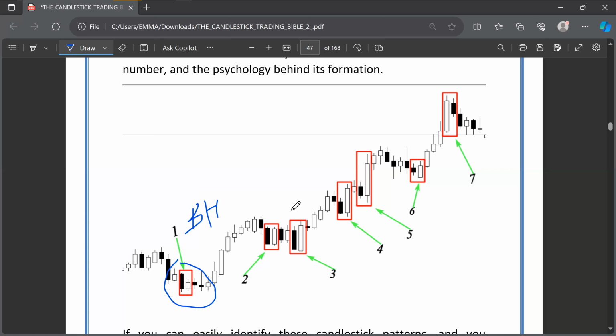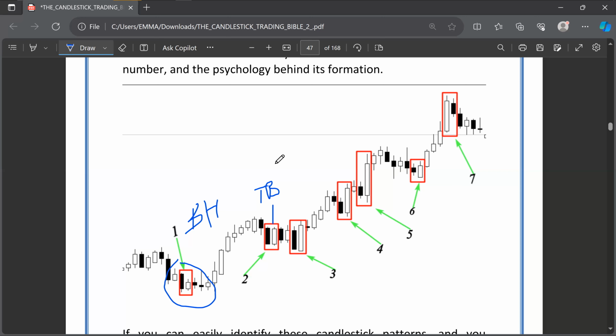Then we move to the second one. The second one is what? Tweezers bottom. Tweezers bottom. So you can actually pause this video and then answer it. After answering them, then you play it to see the correct answers, or before you even move to the answers.